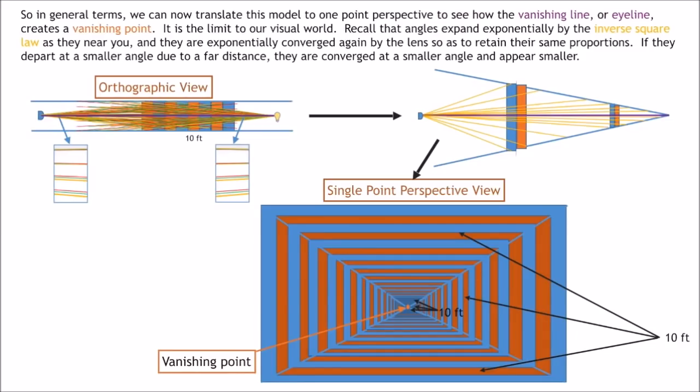So in general terms, we can now translate this model to a one-point perspective to see how the vanishing line or eyeline creates the vanishing point. It is the limit to our visual world. Recall that angles expand exponentially by the inverse square law as they near you, and they are exponentially converged again by the lens so as to retain their same proportions. If they depart at a smaller angle due to a far distance, they are converged at a smaller angle and appear smaller.